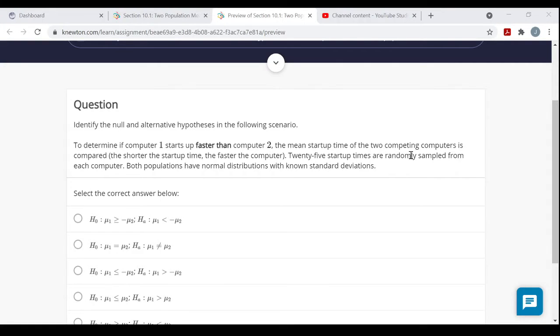25 startup times are randomly sampled from each computer. So there are two samples: 25 that are the same model as computer 1, and another 25 that are the same model as computer 2. So these are really coming from two different populations. We're talking about testing two population means here. Both populations have normal distributions with known standard deviations. Again, we're not completing the whole test. All we're asked to do is set up the hypotheses.